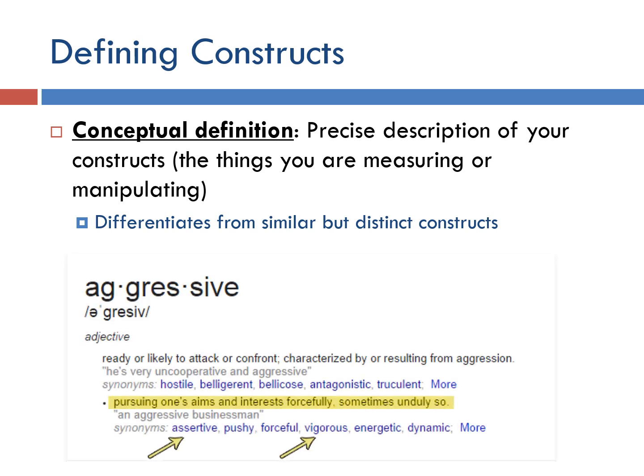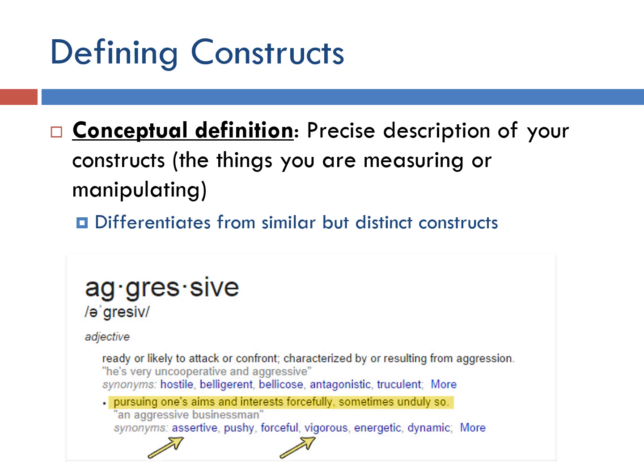So in this case, you might have aggressiveness. Here the definition is: pursuing one's aims and interests forcefully, sometimes unduly so. All right, cool. Now we have an idea of what aggression is. Maybe somebody reading it thought aggression was something slightly different. Maybe they thought it was more like assertiveness or vigorousness. And so what you're doing is establishing how your construct differentiates from other similar but distinct constructs. What are you really trying to understand?